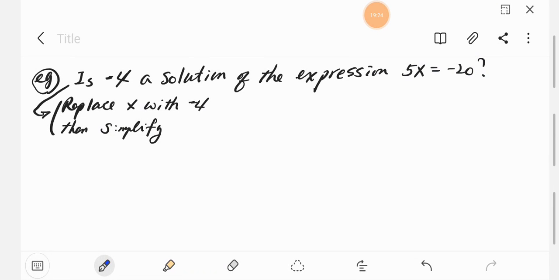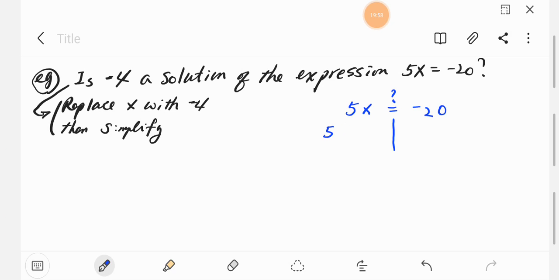Okay, is -4 a solution of the expression? This is the expression 5x = -20. So let's check whether 5x is really equal to -20 if x equals -4. So -4 a solution means the value of x is -4. So if the value of x is -4, then the equation has to be true if -4 is the solution. So in this case, the first step is to replace the variable x with negative 4. And then let's check whether this is true.